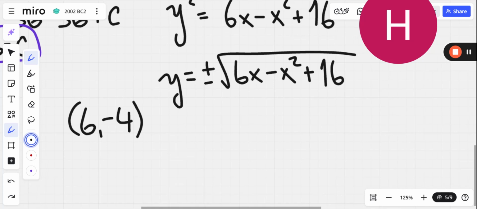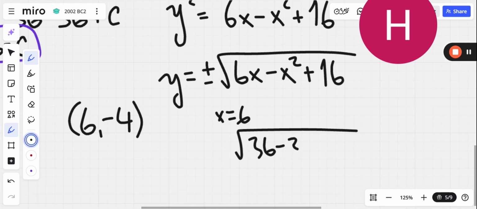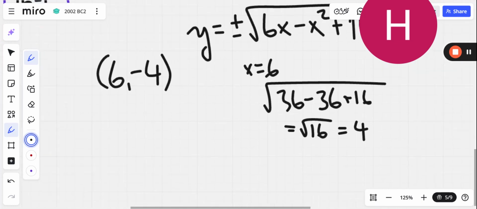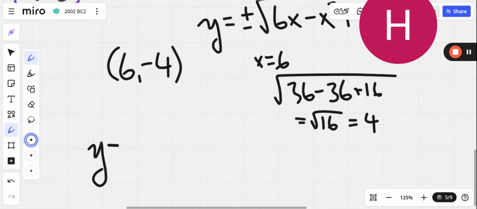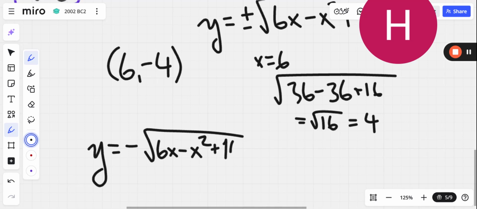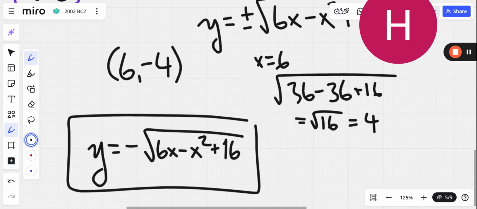Right, does that make sense? Like if I plugged in 6, I would have, again, square root of 36 minus 36 plus 16. Well, that's just the square root of 16, which is 4, but that's not the y value. The y value is negative 4. So hopefully that convinces you that we need the negative square root. There we are. And this gives us the original function.